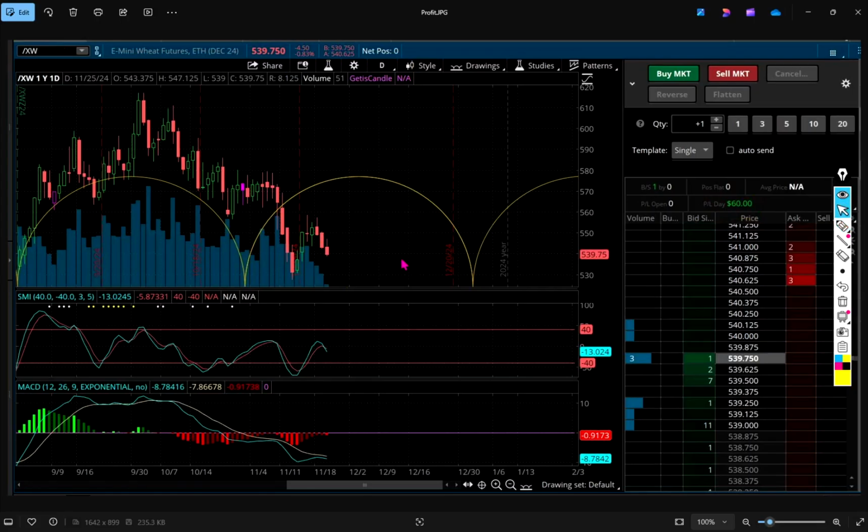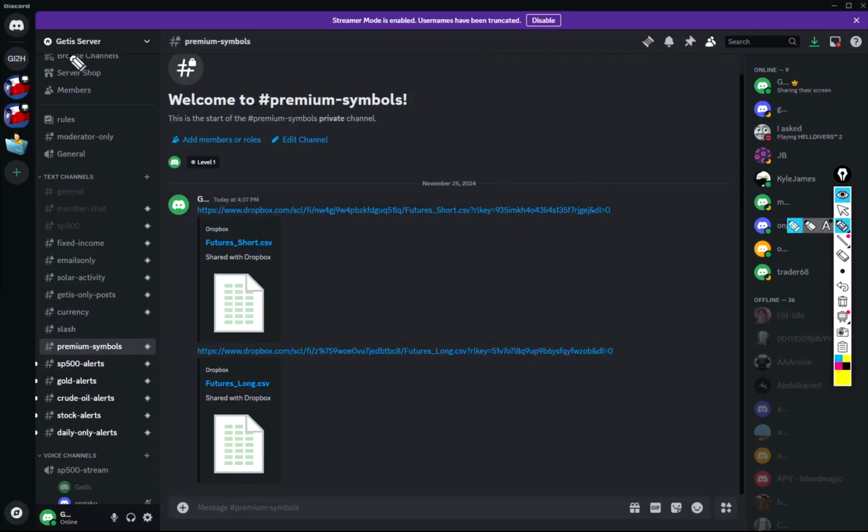Okay? All right, let's talk about how I knew to make these trades. I showed here why I picked them, but how did I know to pick these symbols? Did I just go through them one by one, spend hours laboring? Let's go talk about it. Okay, this is the Discord server. There's a channel here called Premium Symbols. See it right here?